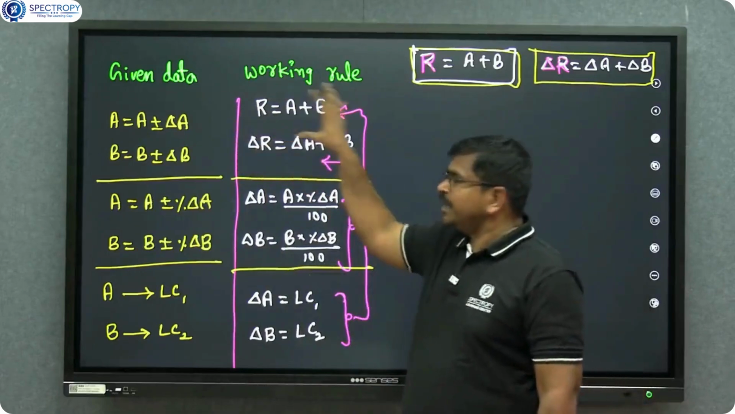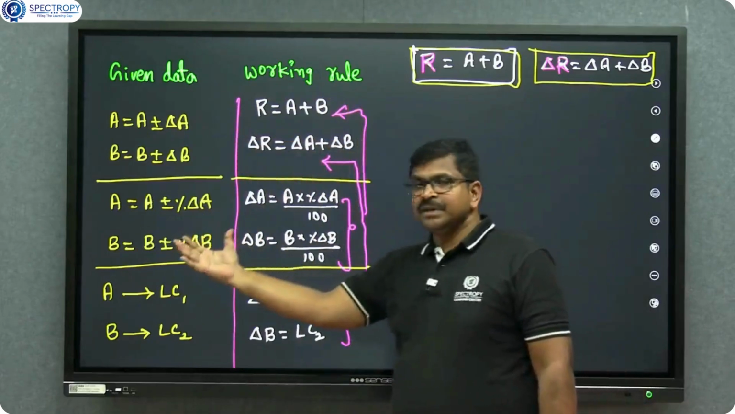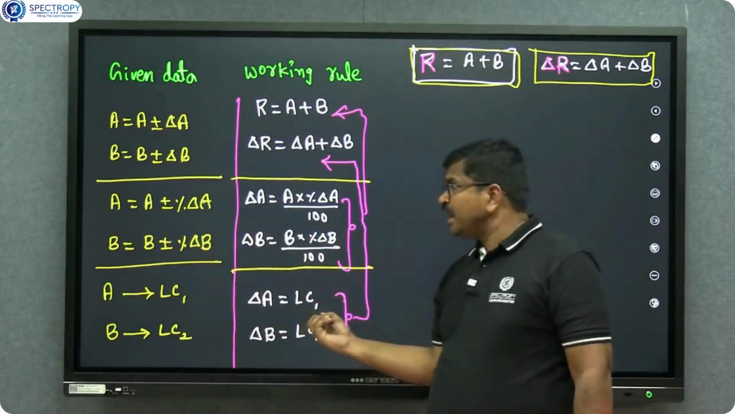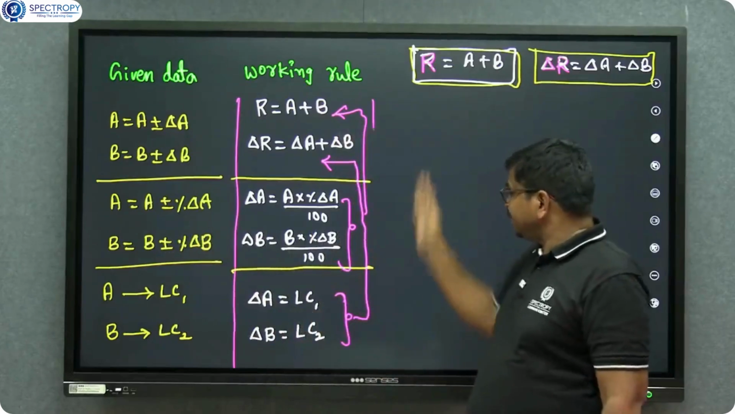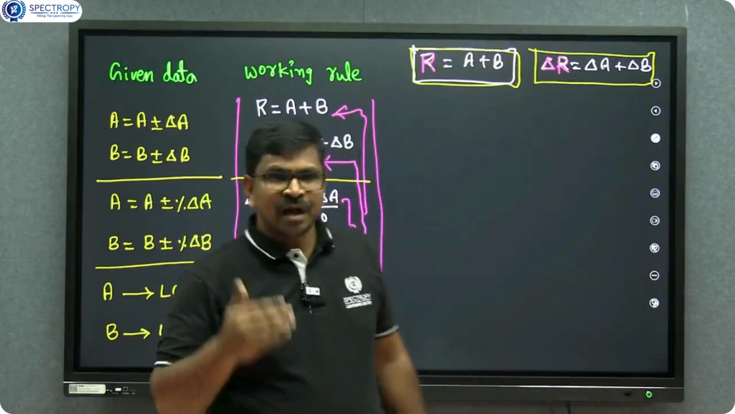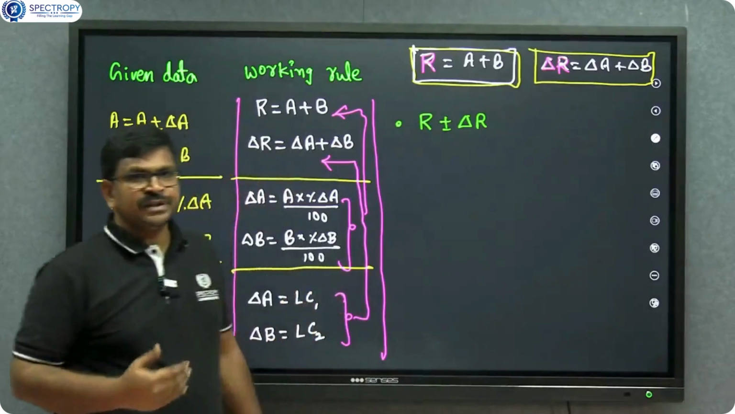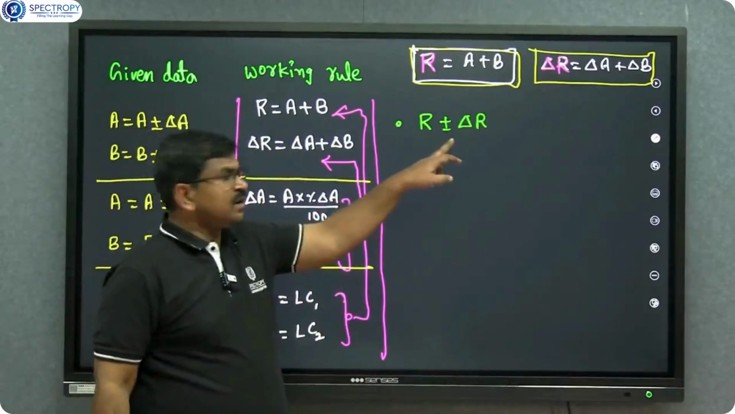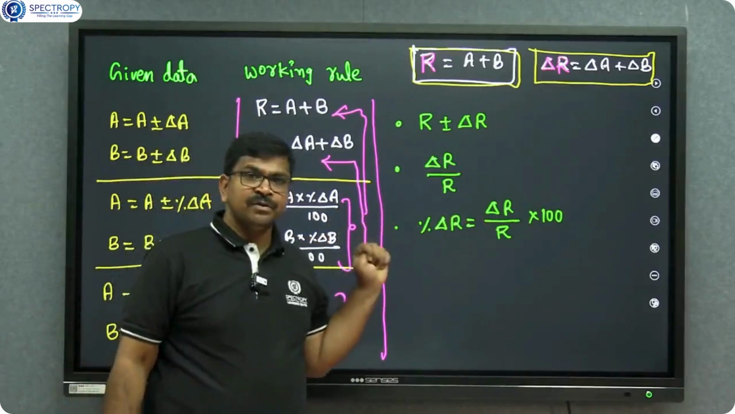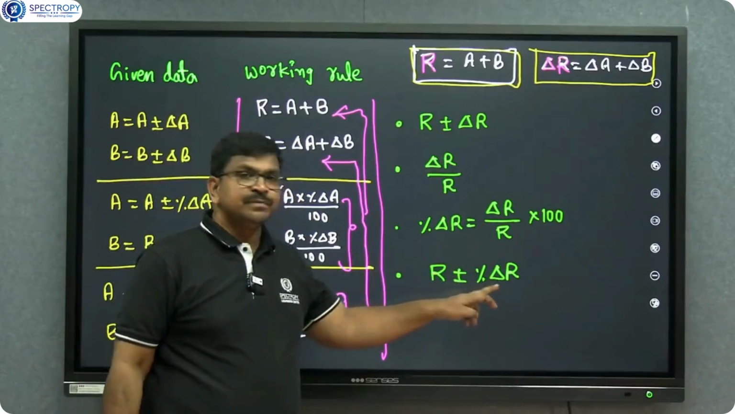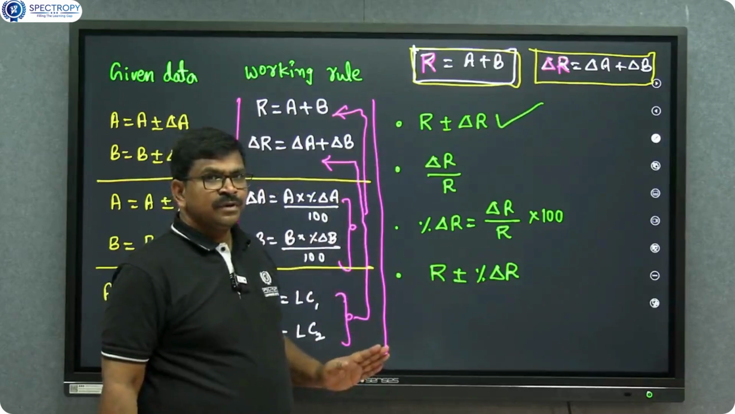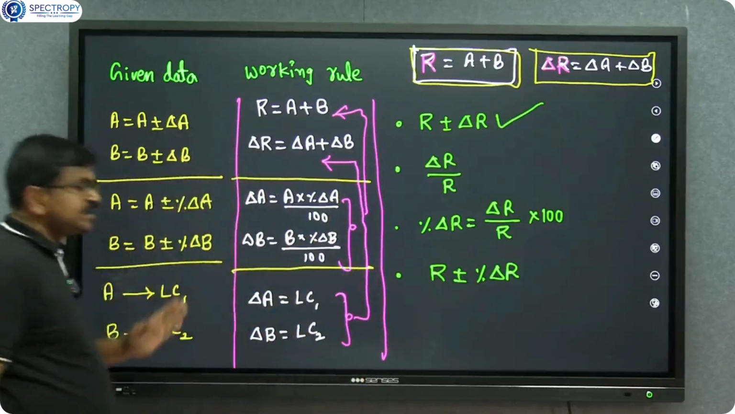First data, direct substitute. Second method, just process. Third method, this is also direct, and substitute here. And after this, I'll observe the options. In the options, you may be given any of these ways: r plus or minus delta r, delta r by r, and percentage delta r equal to delta r by r into 100, r plus or minus percentage delta r. So whatever the way, you have to process all these things.